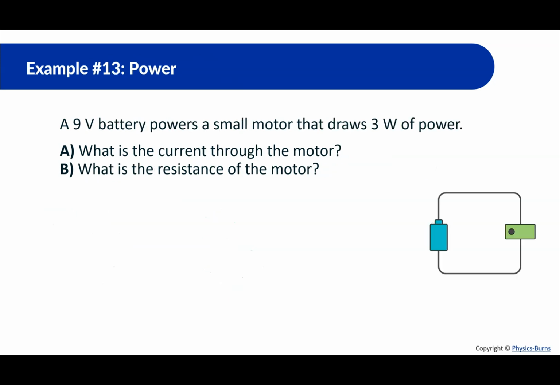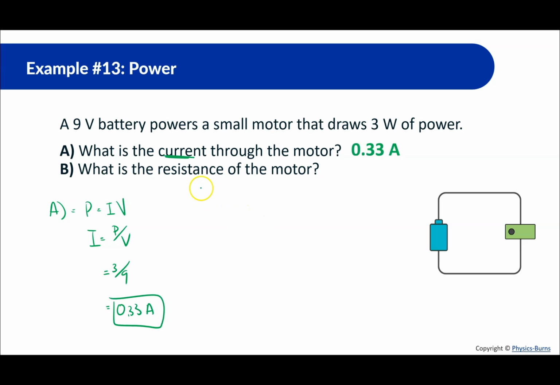All right, moving on. A 9-volt battery powers a small motor that draws 3 watts of power. What is the current through the motor? Okay, so A, power is equal to current times voltage. We are looking for current, so let's manipulate this formula. Current is equal to power divided by voltage. Now let's plug some things in. There's 3 watts of power. The voltage is 9. So now we can see that the current is 0.33 amps. Okay, or 1/3. Same thing.